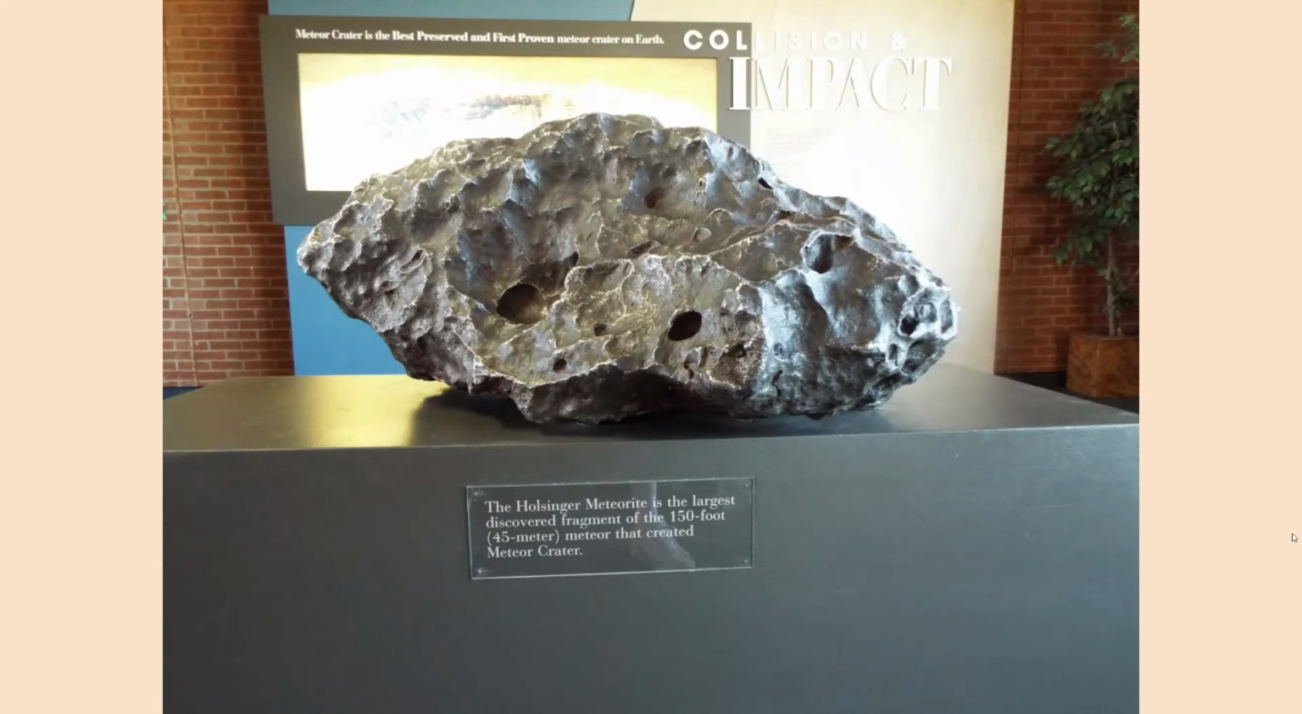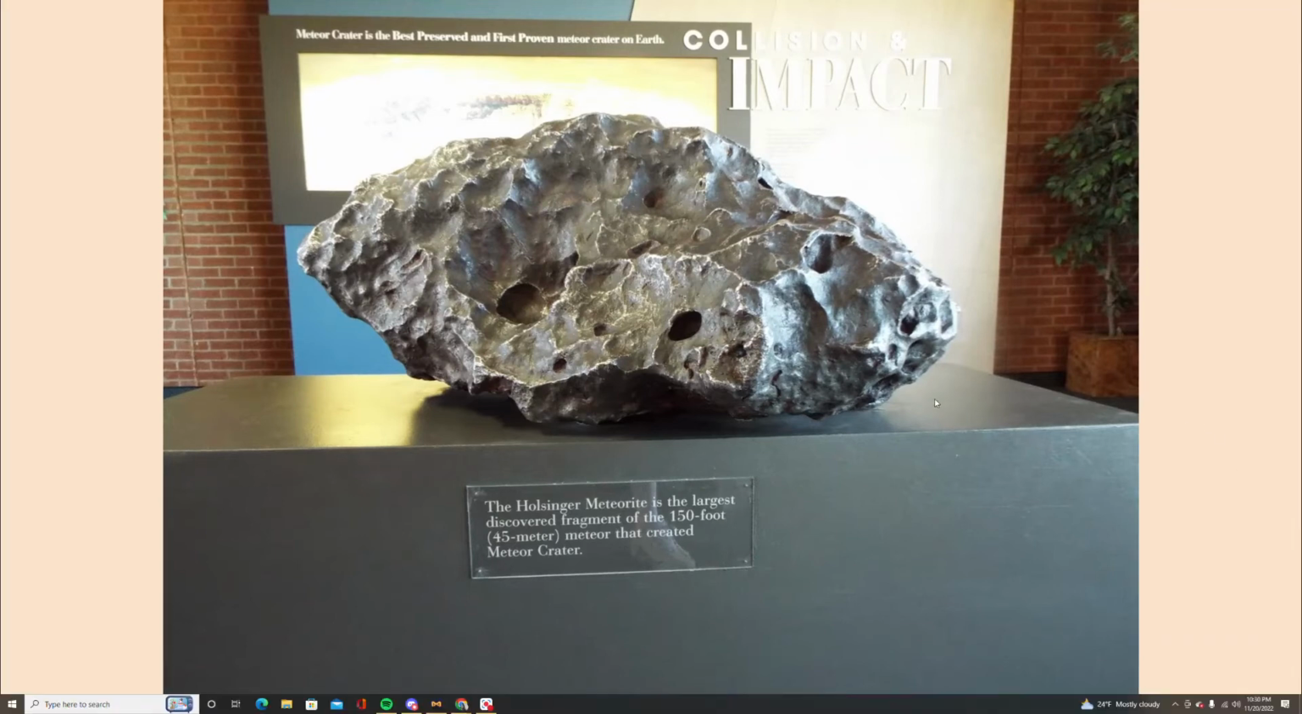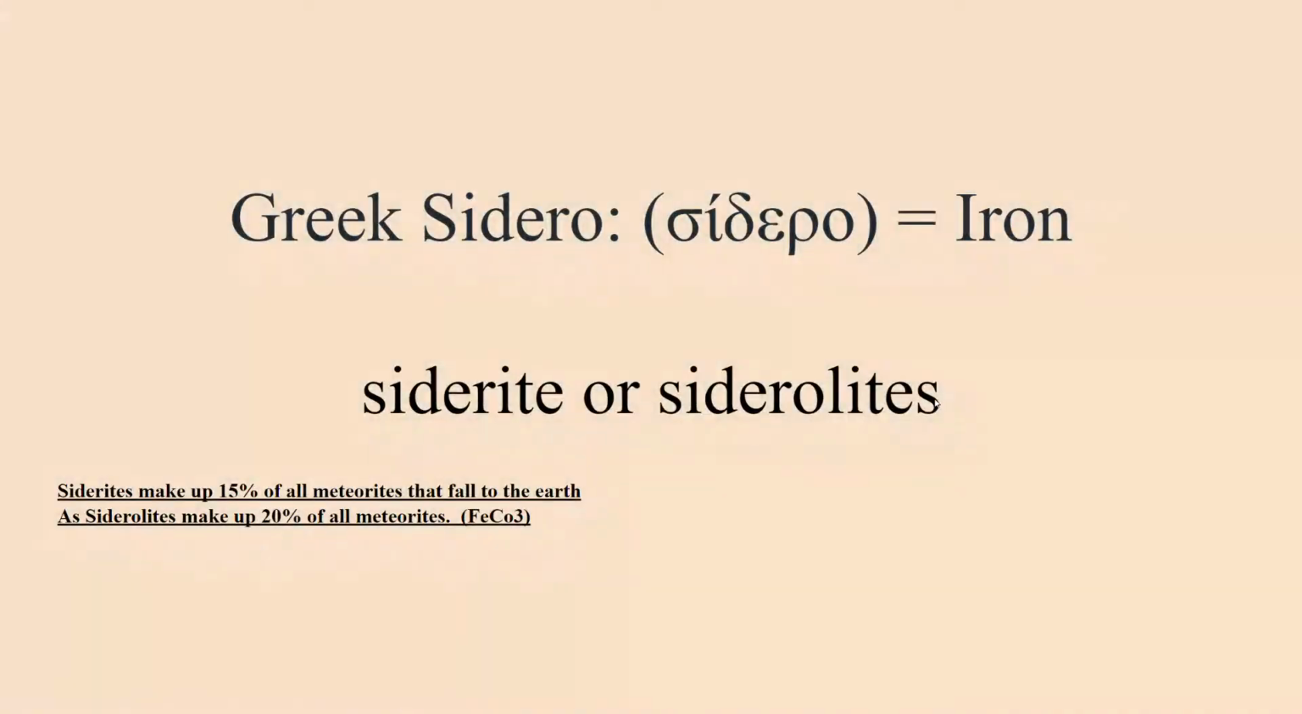For instance, the word for iron in the Greek language is sidero, which is the root word for siderite or siderolites, otherwise known as the metal ore meteorites. Siderites actually make up 15% of all meteorites that fall to Earth, and siderolites make up 20% of all meteorites that fall to Earth. So both these kinds of meteorite contain lots of iron, but meteorites don't seem to be the only things containing iron from outer space.